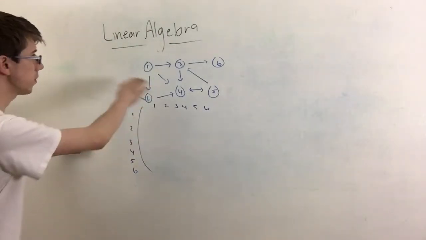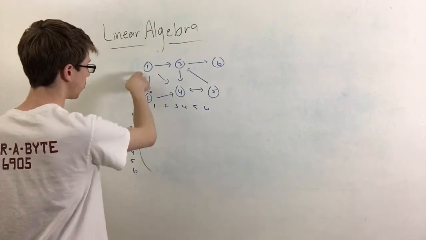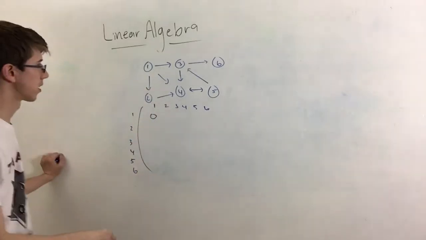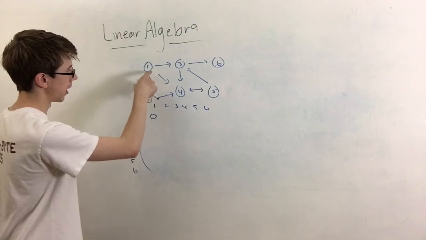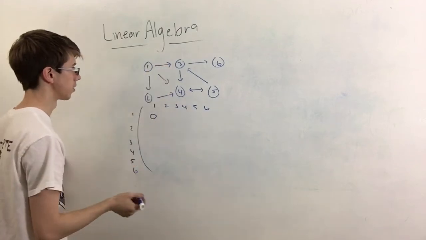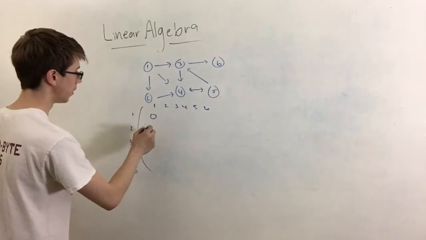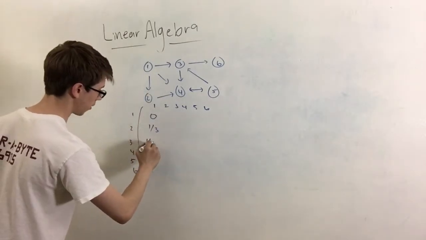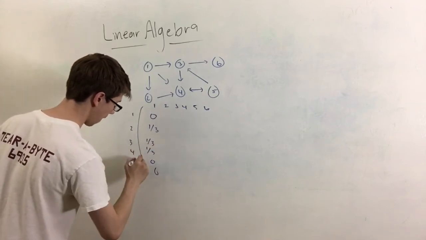So, first thing we need to do is go to 1. Now, how many times does 1 go to 1? Well, 0. Out of how many branches does it have? Well, it has 1, 2, 3 branches, right? And 1 is 0 of them. 2 is 1 of them, so that's 1/3. 3 is 1 of them, so that's 1/3, and 4 is 1 of them, so that's 1/3. The other ones are 0.